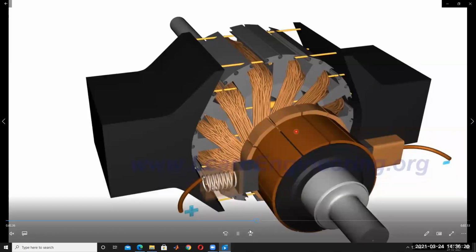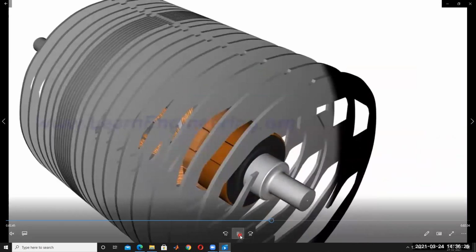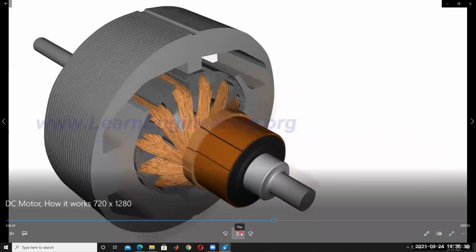So like this, the motor is operating. The stator core and the rotor core are not made of a single solid material. They are made of thin steel sheets placed together like this, and the core is formed. Each strip is insulated, with some insulation placed between the two, to reduce eddy current losses.